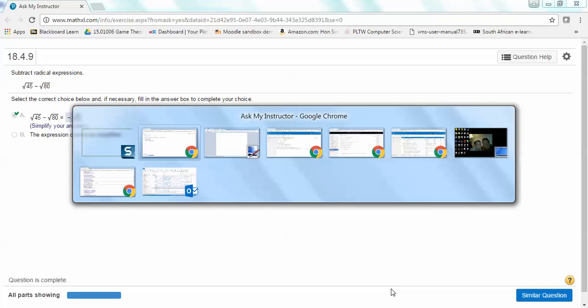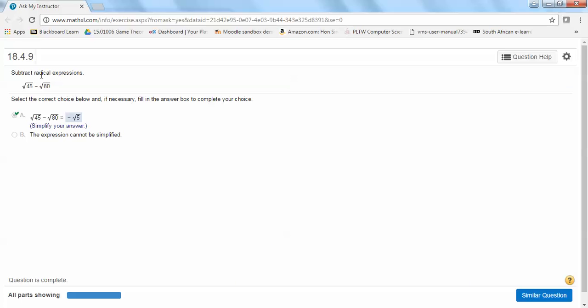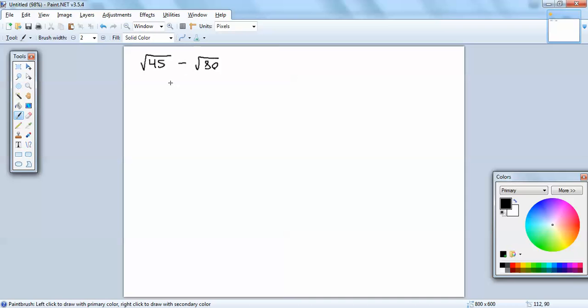Let's take a look at this problem. Square root of 45 minus square root of 80. And we want to subtract. Now always, when you're adding or subtracting, you can only do that if they're the same radical.